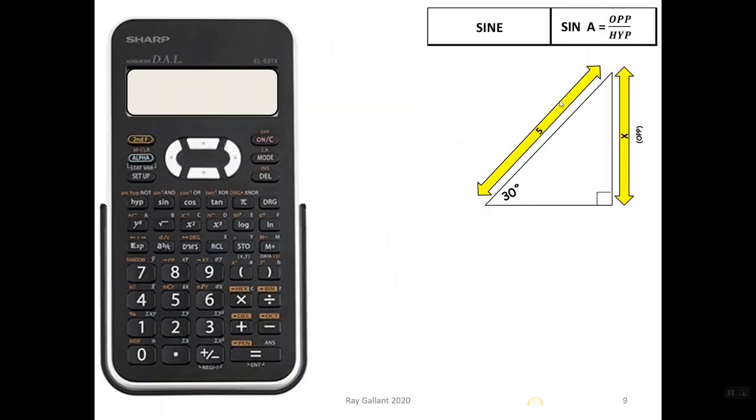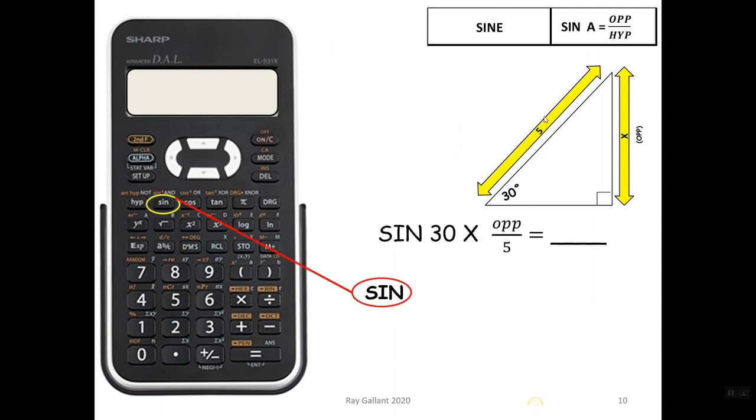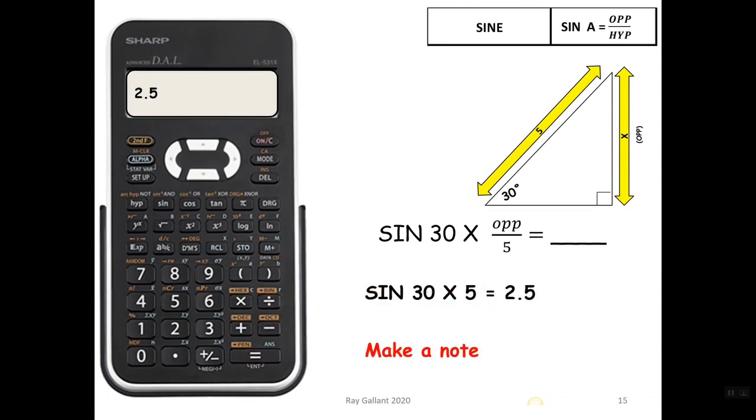Then we turn around and we say, okay, let's get out our calculator. Follow along with me. We're going to type in sine 30 times 5 equals 2.5. So therefore, x equals 2.5 inches. So the opposite side is 2.5 inches long.